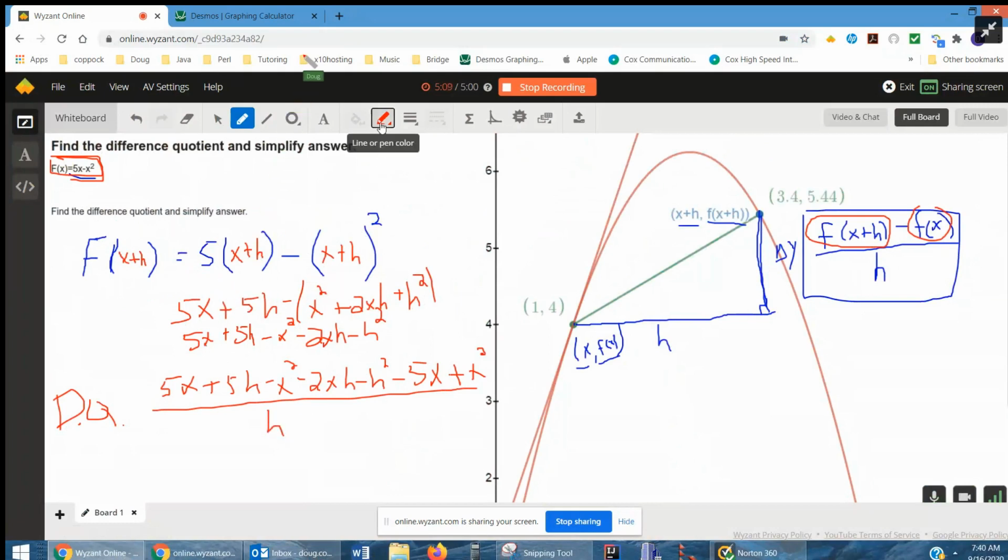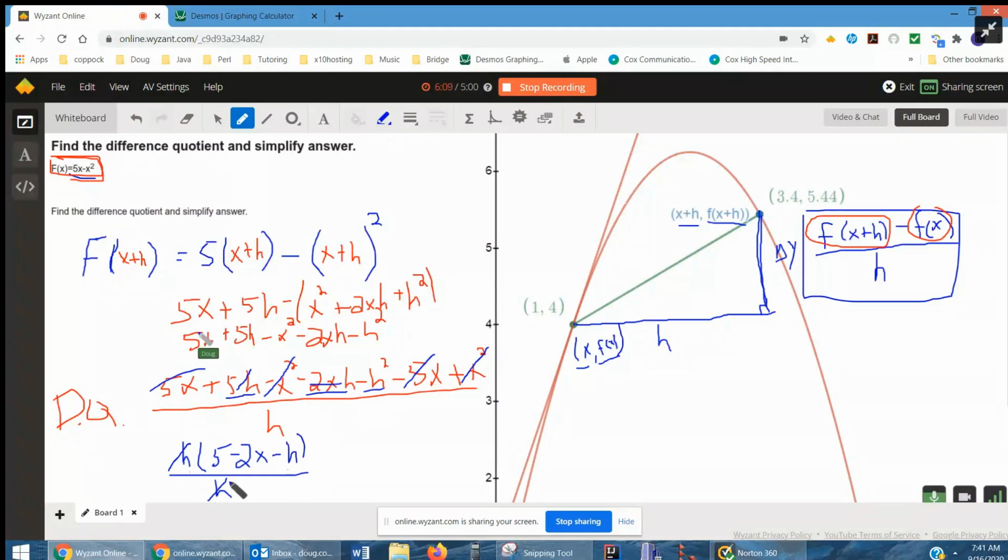And here's what happens. If you've done the difference quotient correctly, any term in the numerator that does not have an h in it should disappear. So here's a minus x squared and a plus x squared. Here's a 5x and a minus 5x. And that's it. Every other term that remains has an h in it. So what we're going to do is factor out that h from this term, and this term. And I'll get h times the quantity 5 minus 2x minus h, over h. And the whole point is we want this h in the denominator to cancel out with a factor of h in the numerator. So there's your difference quotient right there in terms of x and h.